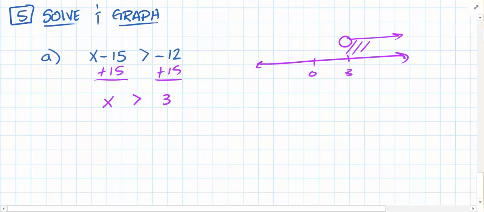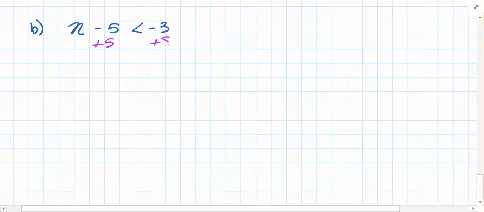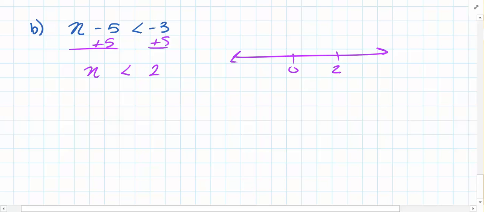Daniel, what should I do first, buddy? Daniel says to add 5 to both sides. Add 5 to both sides. Notice we're doing the inverse operations. So I get n is now less than what? Positive 2. Quickly on the number line. Here we go. I need 0. I need 2, which is to the right. I need an open circle above 2, and I'm going to the left because I want all numbers that are strictly less than positive 2.